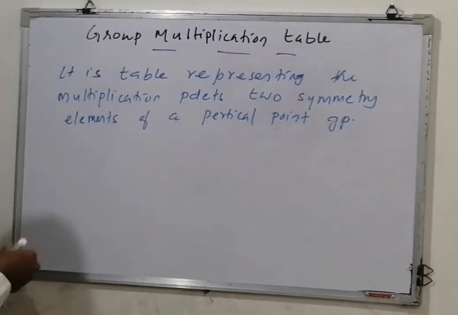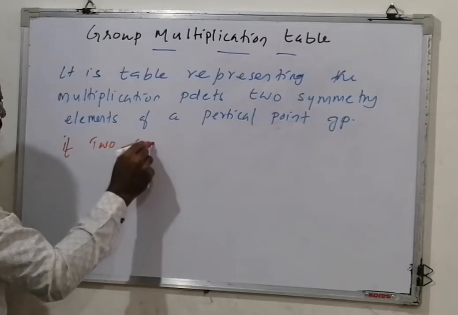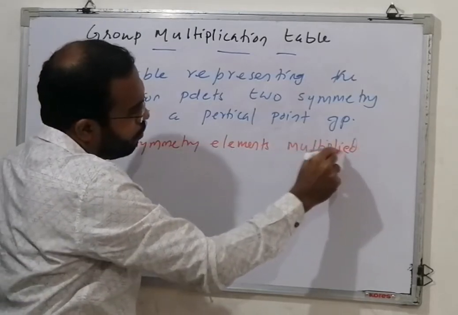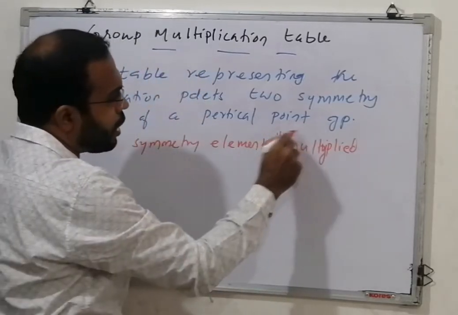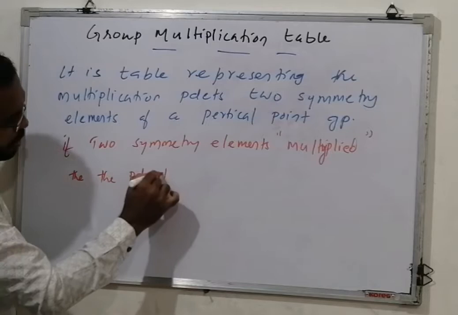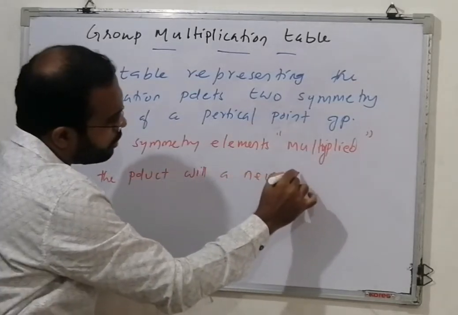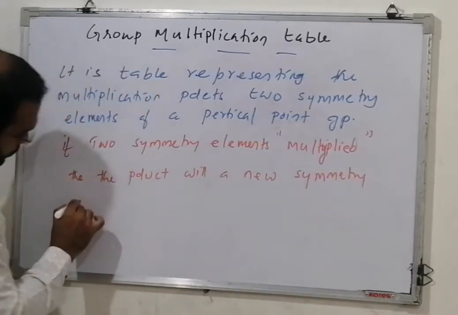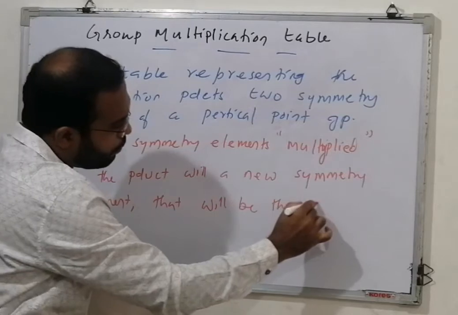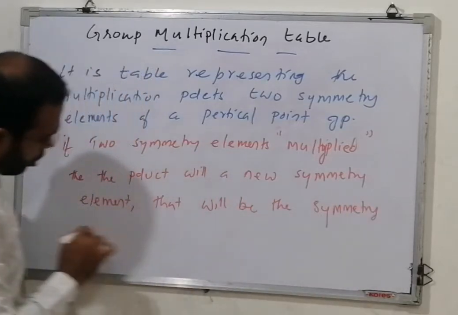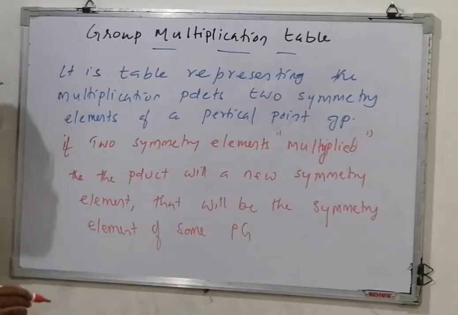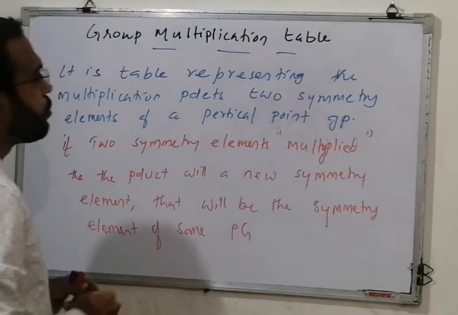This is very clear that if two symmetry elements are multiplied, there is a particular meaning for the multiplied. I will explain that. The new symmetry element, the product, will be a new symmetry element, that will be the symmetry element of the same point group. Fine. Now, what is the meaning of multiply?